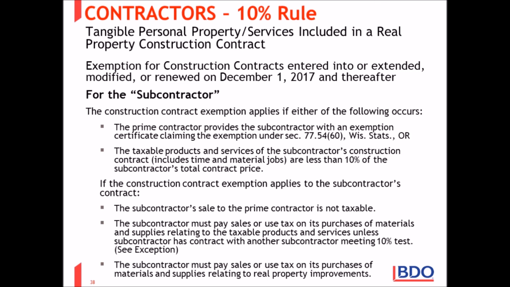So if this exemption under the 10% rule does apply to the subcontractor's contract, here's what happens. The subcontractor's sale to the prime contractor is not taxable. The subcontractor must pay sales or use tax on its purchase of materials and supplies related to those taxable products and services. And then the subcontractor must pay sales or use tax on any of its materials related to real property improvements, similar to what we described with the general. Other times you're doing real property improvements, you pay tax on your materials unless it meets another exemption, as we discussed before, the building materials exemption for exempt entities.